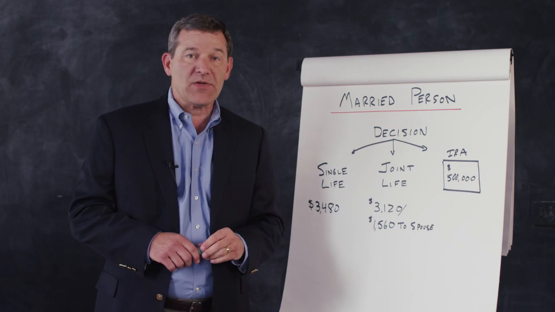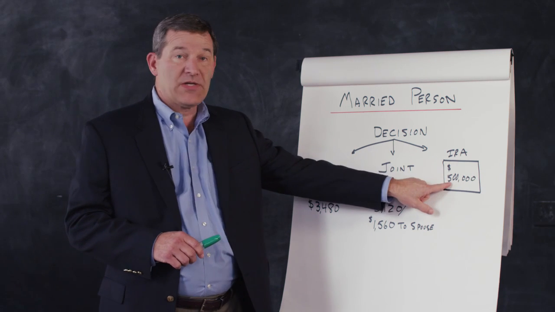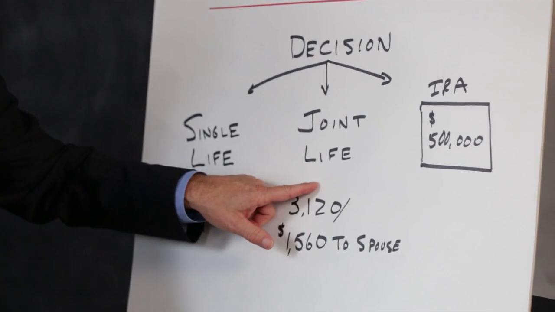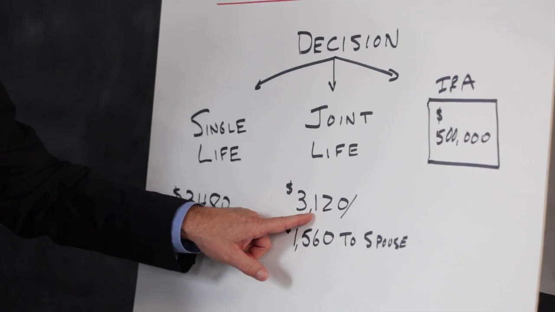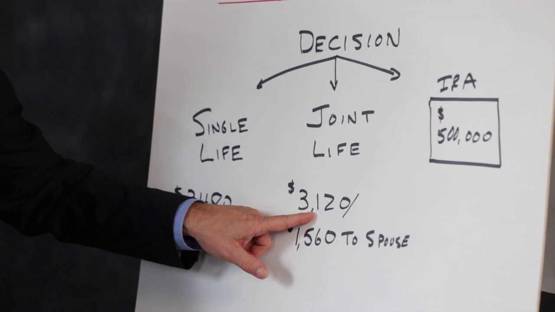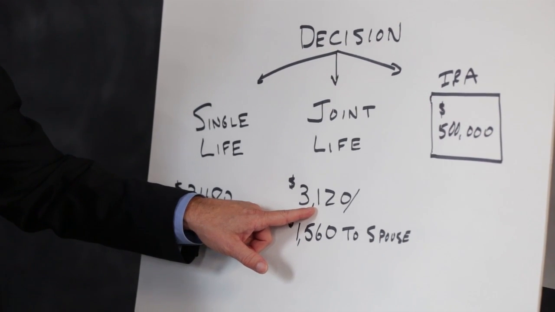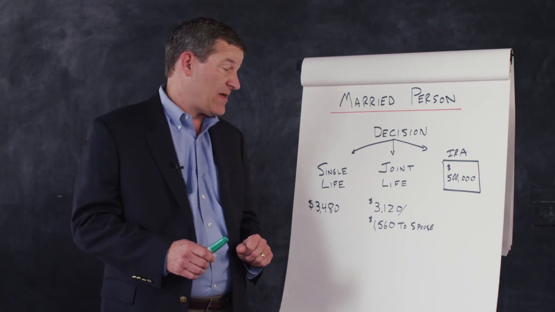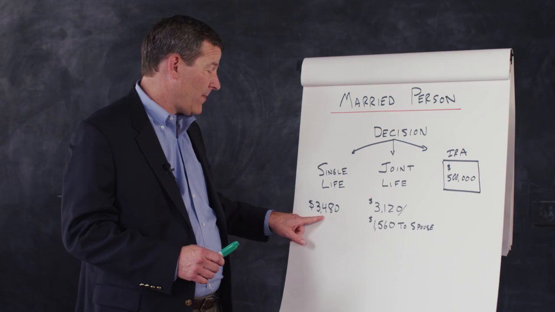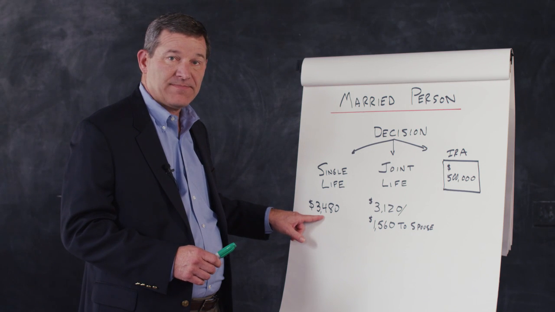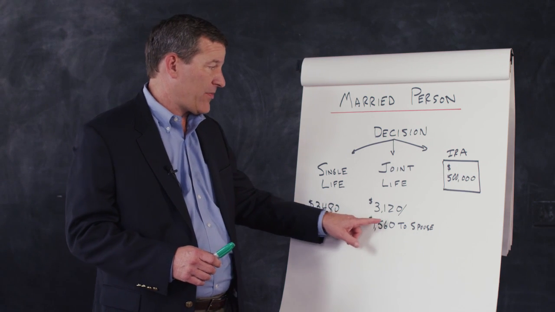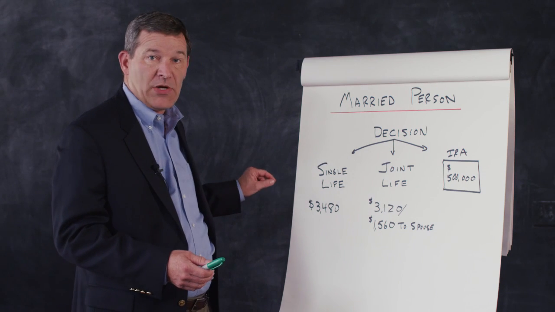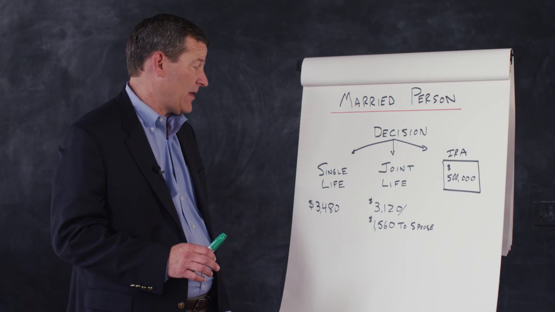So now you have a spouse. You certainly can do the IRA rollover again. You could take the joint life annuity, which means you're going to get $31.20 a month for the rest of your life. And if you died before your spouse, then he or she's going to get $15.60 a month for the rest of his or her life. Or you can still take the single life. So there are three choices that are available, including this 10-year guarantee that I didn't put on the chart.